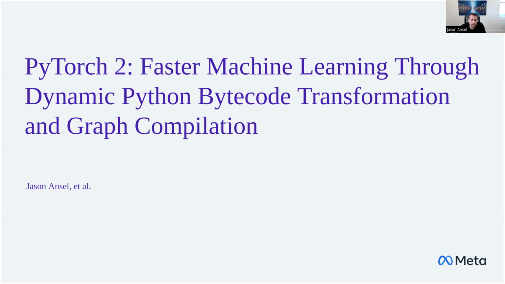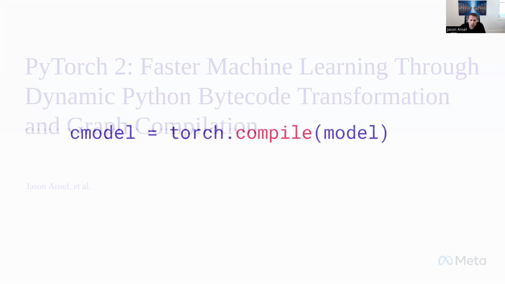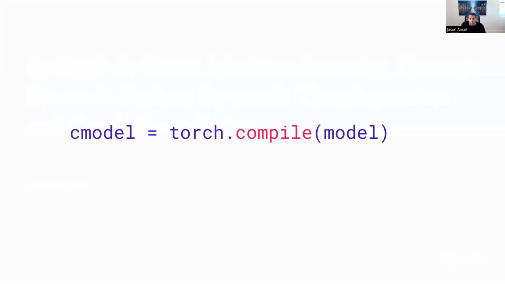Hello, my name is Jason Ansel, and this paper is about PyTorch 2. So the main feature we introduced in PyTorch 2 is called torch.compile. The contract of torch compile is very simple. You call torch compile on your model, and your model goes faster. But under the hood, there's two main technologies that we're going to talk about in this paper.